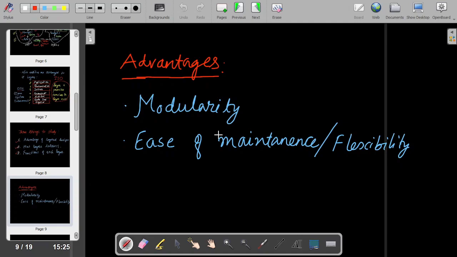Again, for the sake of clarity, I will repeat this. Modularity means dividing a large project into small modules.